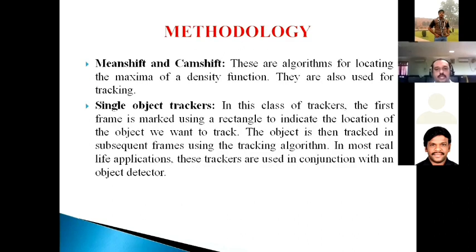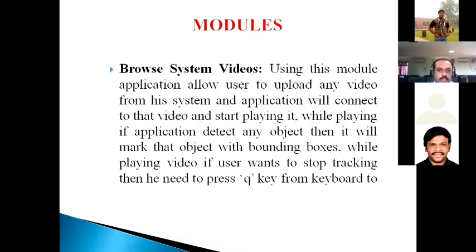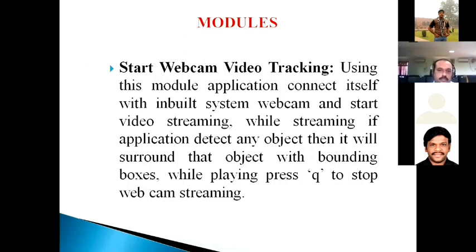Using the single object tracker, in this class the first frame is marked using a rectangle to indicate the location of the object we want to track. The object is tracked in the subsequent frames using the tracking algorithm. In most real-life applications, the tracker is used in conjunction with an object detector. That means if you draw a box, the object will be visible in that particular box only, and the object name will be displayed. There are also options to browse a system video and start the webcam video tracker.